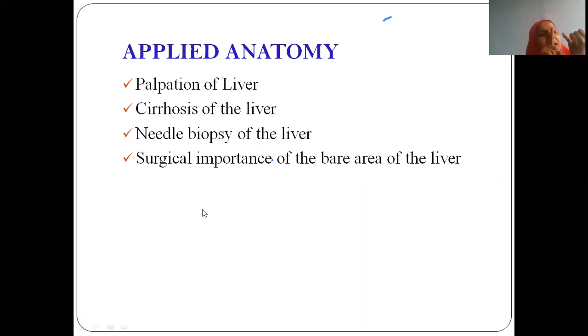Okay, basically alcoholism and viral infections, and sometimes, very rarely, worm infections also. So we can see cirrhosis of liver. I'll show you all this.